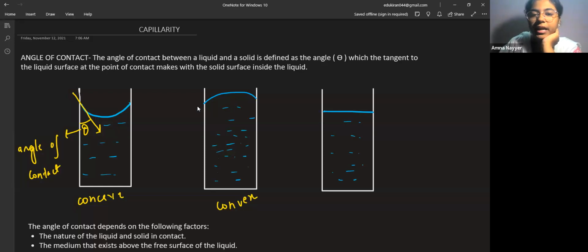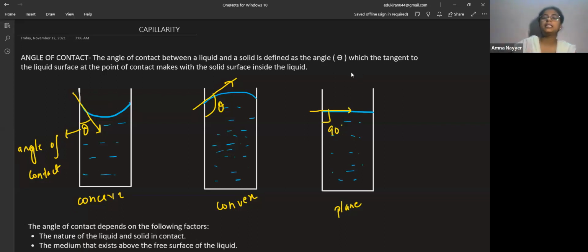Similarly, this is convex. Now look, if I drop a tangent and I have to measure this, this is theta. Fine, we take it from inside the liquid, not this part. Otherwise, we could have taken this also. This is also container. We'll consider the portion which is included in the fluid. And this is a plane meniscus. So drop a tangent, and look, this is always 90 degree.